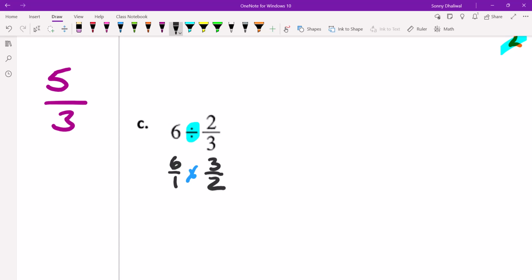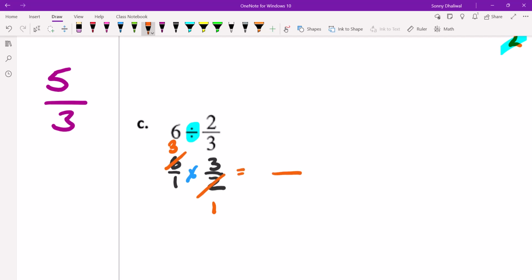Any simplifying? Yes. 6 and 2. Cross those off as pairs. Both numbers can be divided by 2. 6 divided by 2 is 3. 2 divided by 2 is 1. Okay, how about that 3 and 3? Can we simplify those? No. No, they're both in the numerator, so we can't do that.